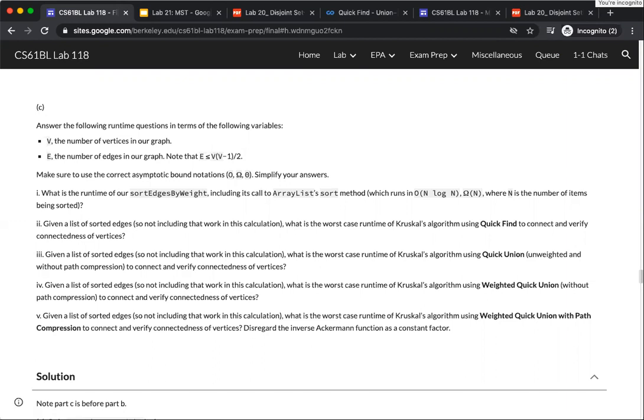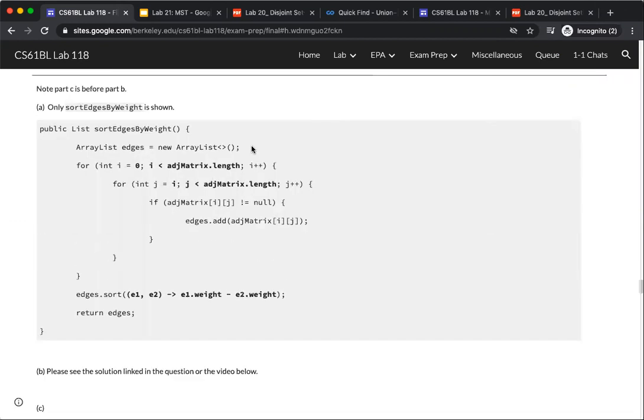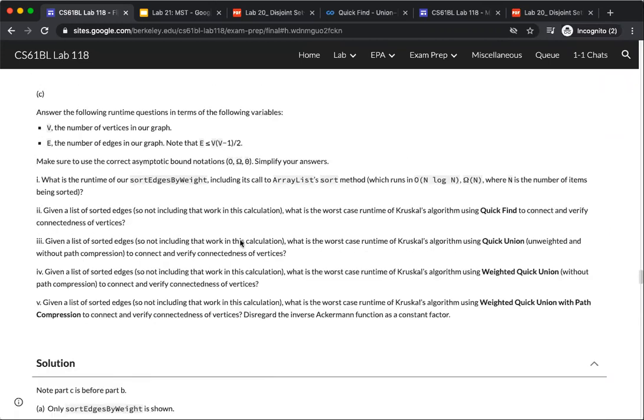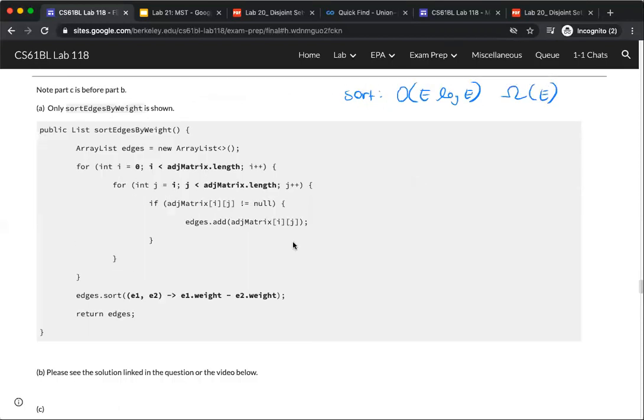For the first part of part C, it helps to look back at our code for sort edges by weight. We're given that the ArrayList sort method is upper bounded by O of n log n and lower bounded by n, where n is the number of items being sorted. We know that n is equal to e, the number of edges in our graph, so the sort is upper bounded by e log e and lower bounded by e. If you look at this method, that's going to come into consideration at this step.